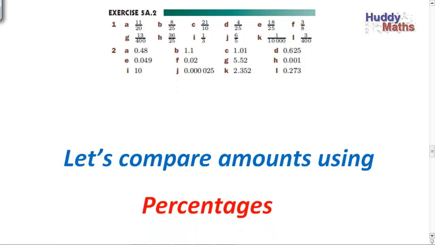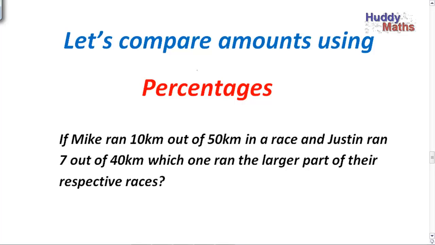Let's compare amounts using percentages. And this word compare is one of the crucial reasons why we use percentages. I think we're gradually getting to an answer about why use percentages, aren't we? Here we are. Two races were being run and rain stopped them or something like that. Mike ran 10 kilometres out of his 50. He was in a longer race. Justin was a bit younger. He ran 7 out of 40 kilometres in a junior race. And then rain stopped the race.